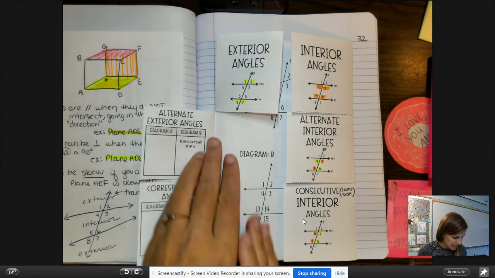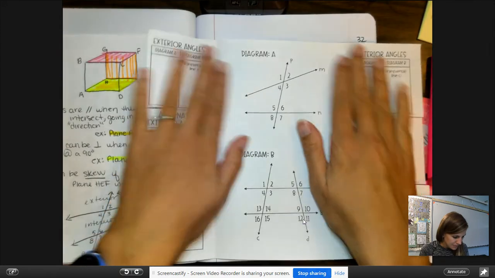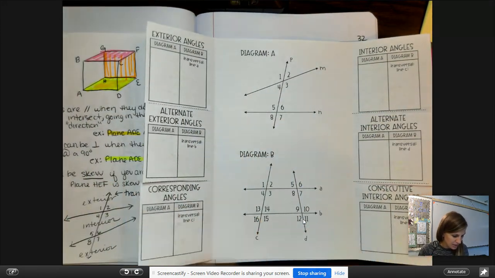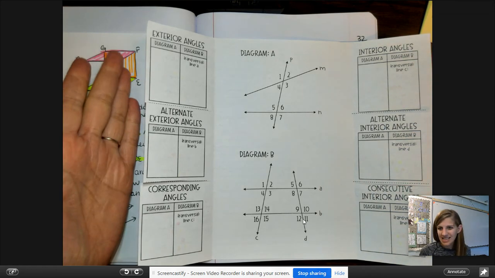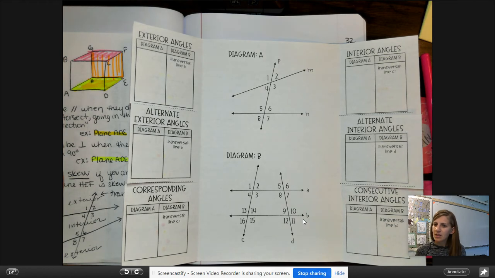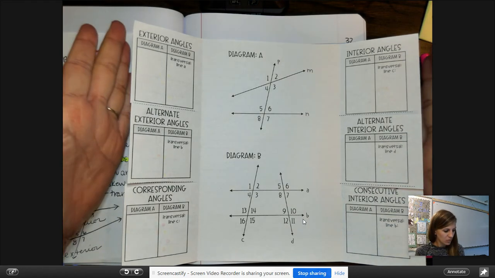Okay, let's take a look inside here. I think I'm gonna do these with you in class. I'm making up my mind right now. We're gonna do these together in class. So we'll say that.